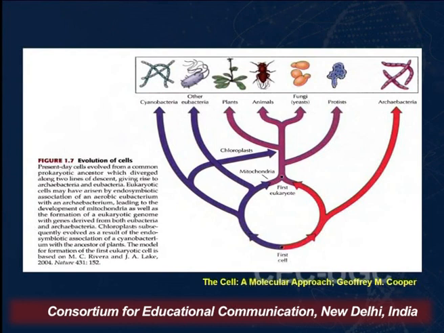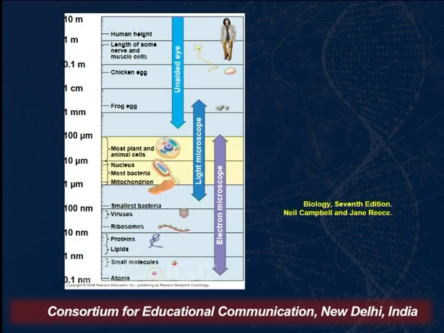Now this slide shows the lineage or the evolution of the cells, the prokaryotes and the eukaryotes. It all started from the first cell and how the two descendants moved out and formed the specialized cells in two directions. Now this particular slide shows the size of the various cells and the atoms.